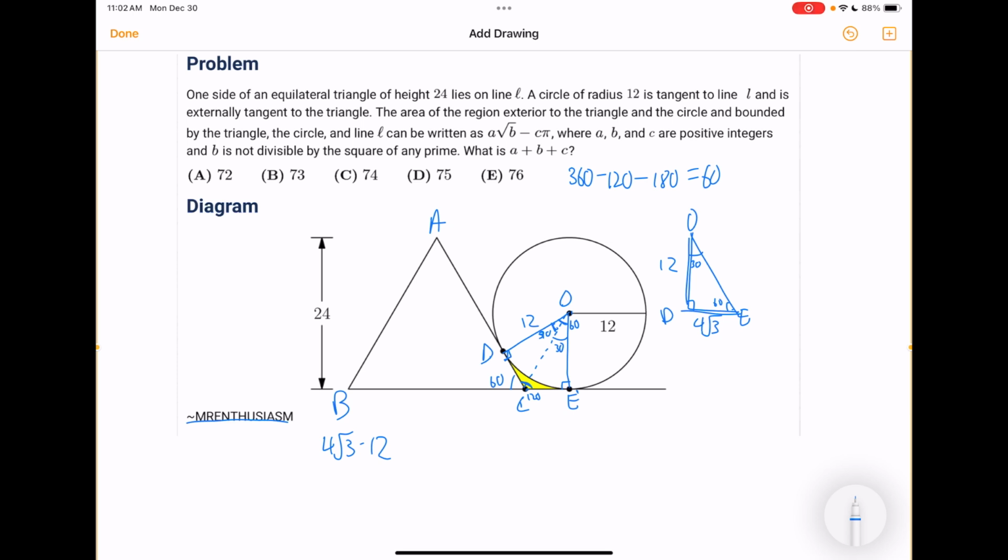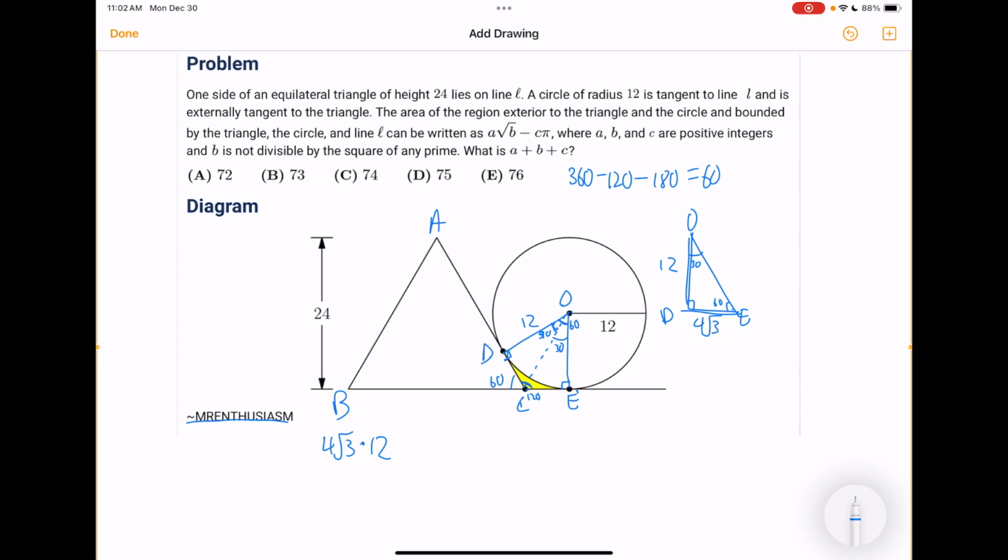But then we're going to multiply by 2, so I'm just not going to divide at all, because it'll just cancel out. So the combined area of the two triangles is 4 times the square root of 3 times 12. Now we want to subtract the area of the arc from the total area. We already got that the angle of the arc is 60 degrees. So that's 60 over 360 times the area of the whole circle, which is pi r squared. The radius is 12, so 12 squared.